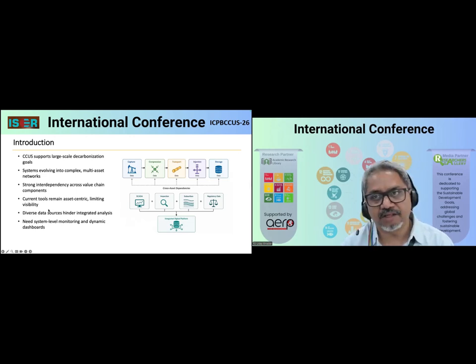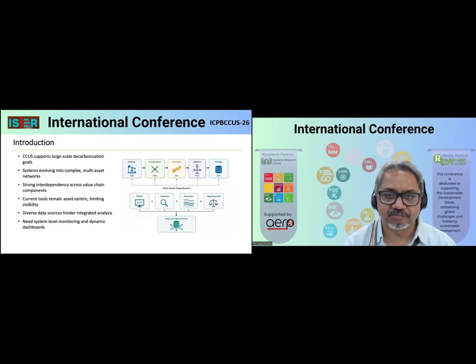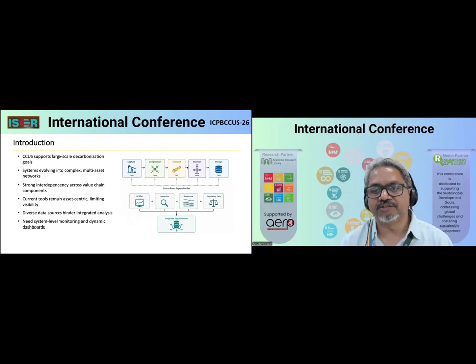There can be data which is very high frequency, more on the surface side, like SCADA systems or even other sensors that we look at. And at the same time, there are other data that is periodic, or it could be once in a period. Typically when we are looking at subsurface and inspection data. This makes integration of all of these data elements challenging, right? And this really highlights the need for system level monitoring enabled by a dynamic dashboard platform.